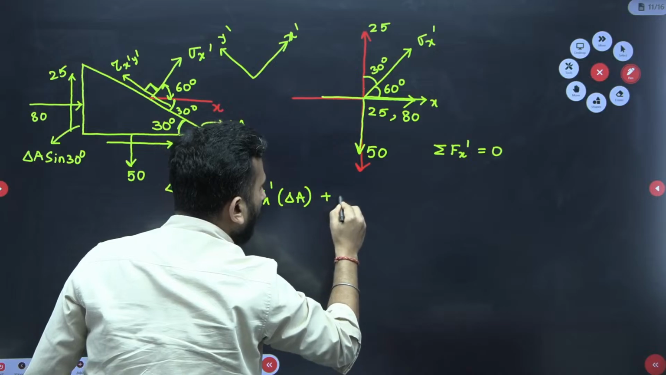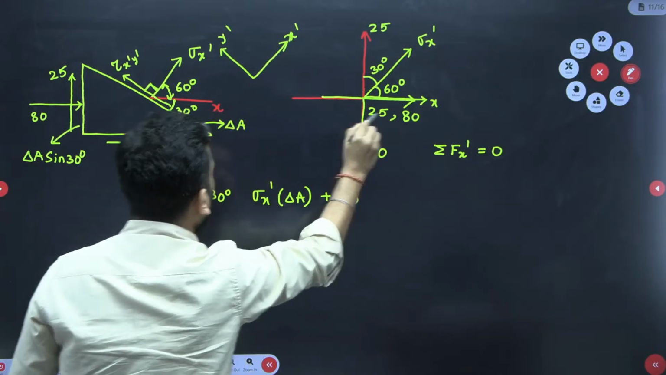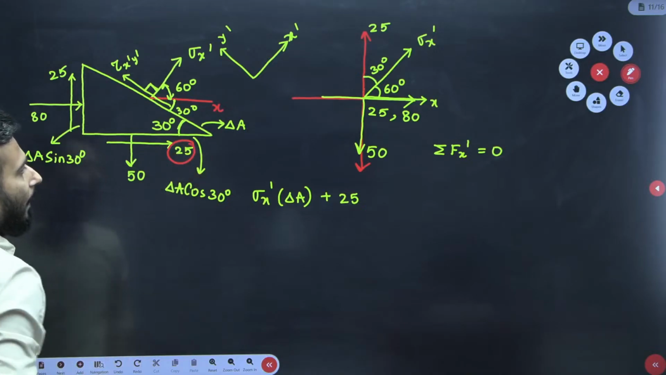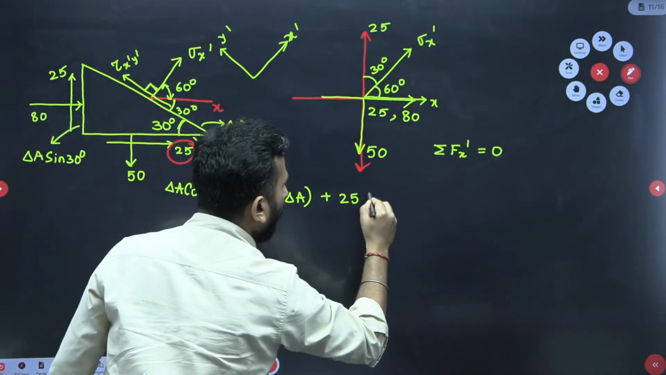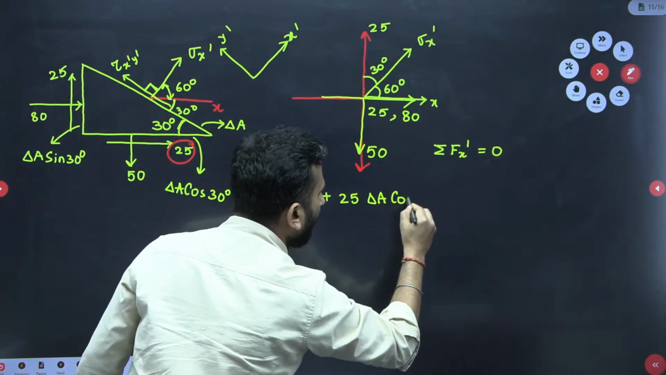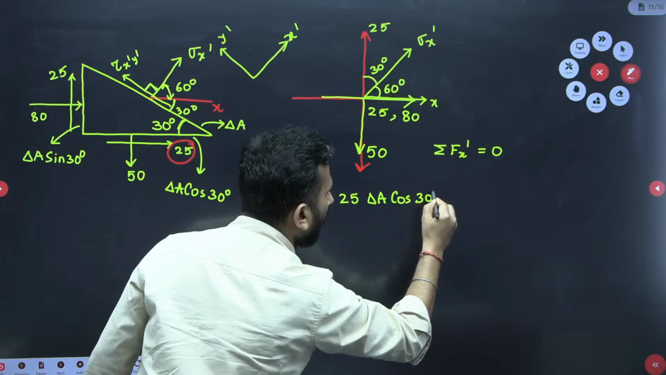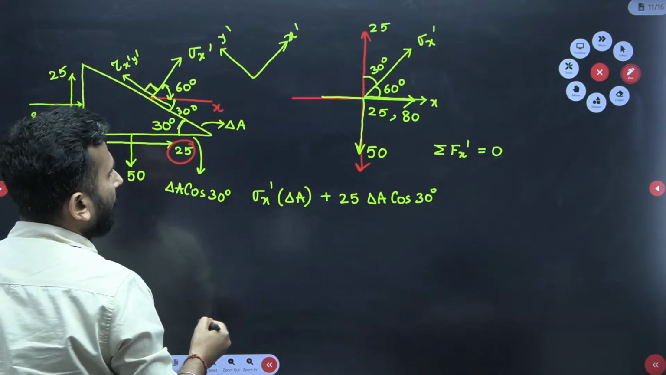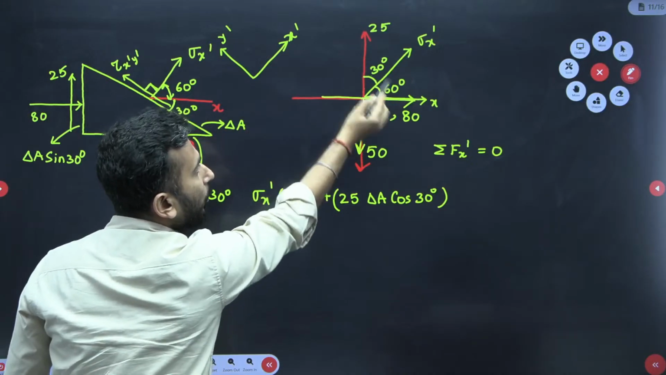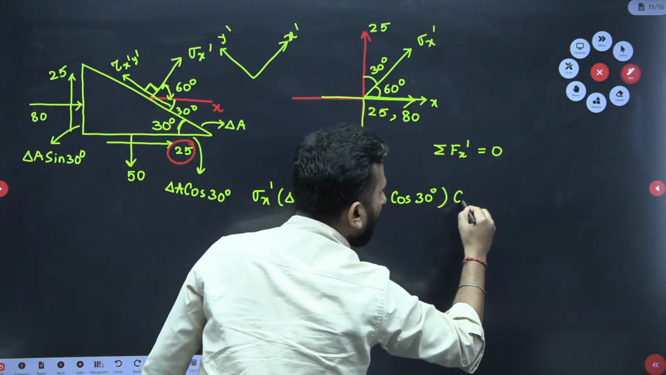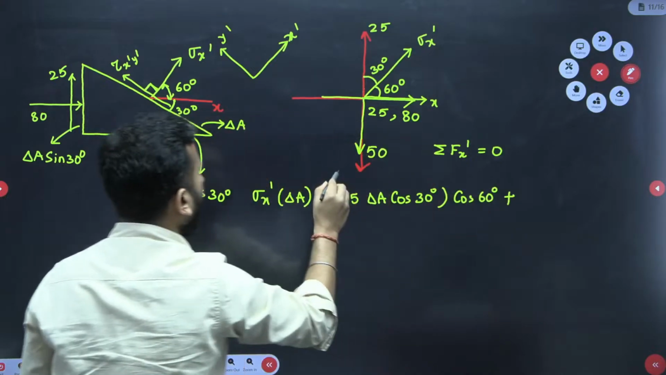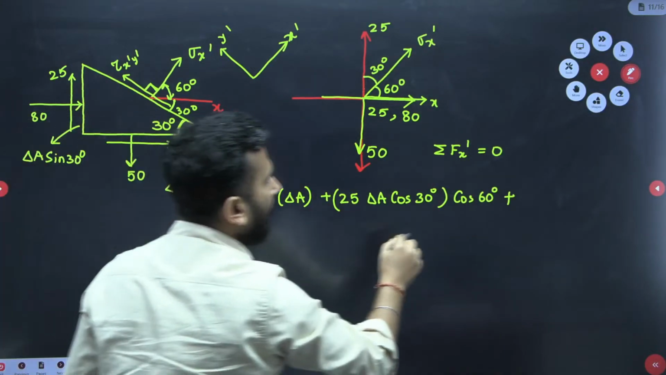So plus 25, but it is the shear stress. This 25 is acting on which area? Delta A cos 30 degree. This is the force, but we have to take it in the x dash direction, so we have to do cos 60. Done. Now 80 is the compressive stress.